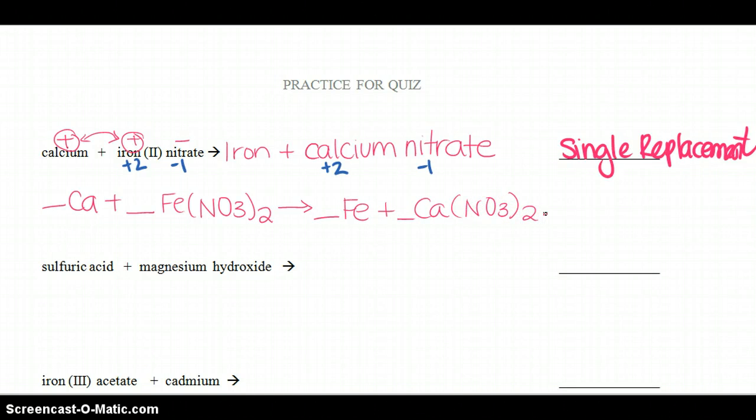So looking at this, I've got 1 calcium on the left, 1 on the right, so that's balanced. 1 iron on the left, 1 on the right, so that's balanced. 2 nitrates here, 2 nitrates here, so that's balanced. That question is done. I do not need to use any coefficients.